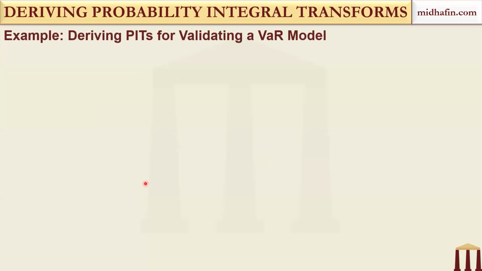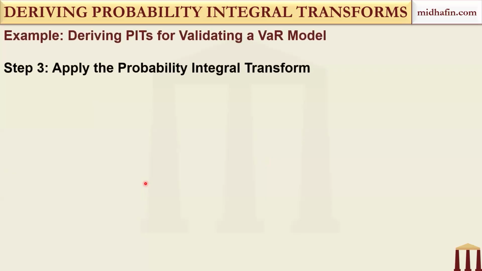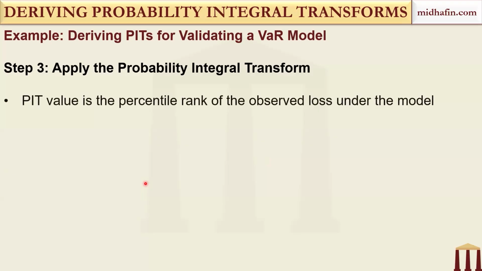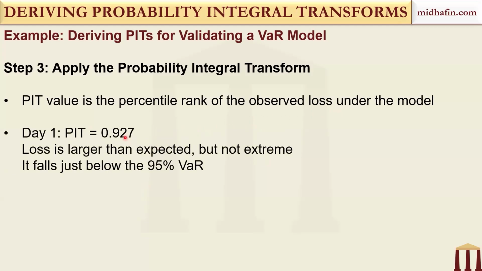So then step 3, apply this PIT. For day 1, we calculated the PIT. So what is PIT? The PIT value is the percentile rank of the observed loss. So day 1 PIT was how much? 0.927. Okay. This loss is larger than expected, but not extreme. Expected loss was of course 0. And in fact, it falls below the 95% VaR because it is 92.7.